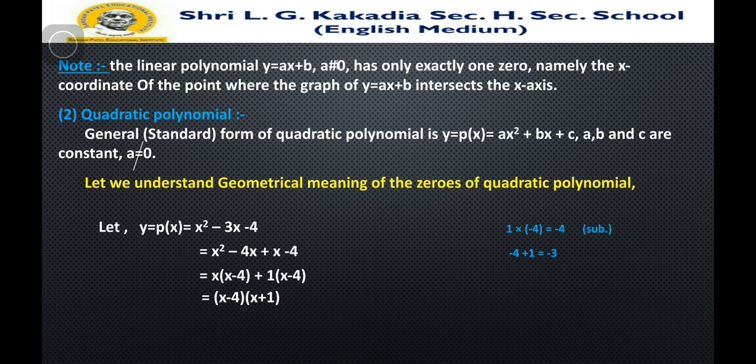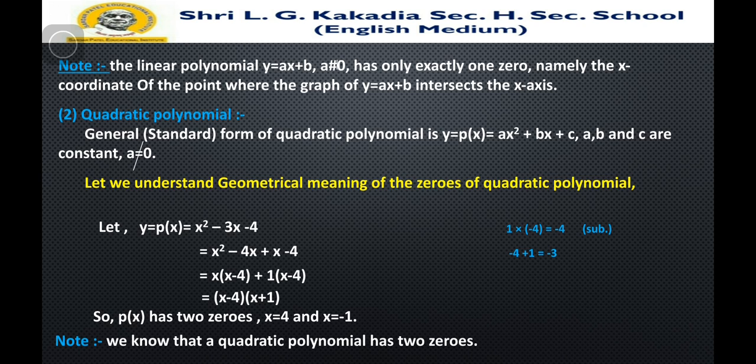So here we get x minus 4 and x is equal to x plus 1. So p of x has two zeros, x is equal to 4 and x is equal to minus 1. We can find zeros by putting p of x is equal to 0, then x minus 4 is equal to 0, and x plus 1 is equal to 0, then x is equal to 4, and x is equal to minus 1.